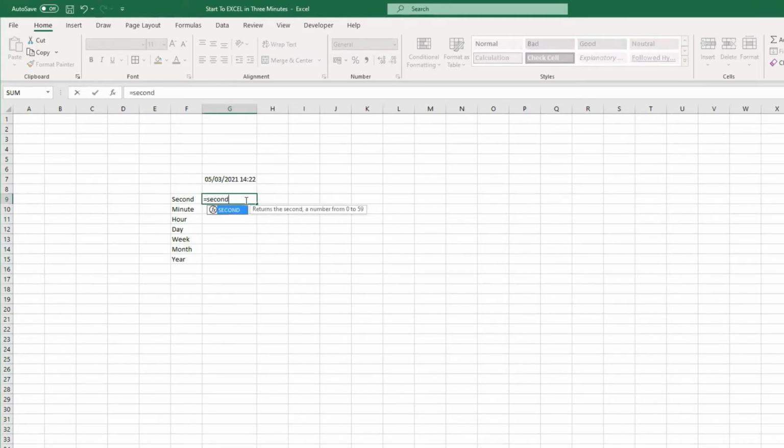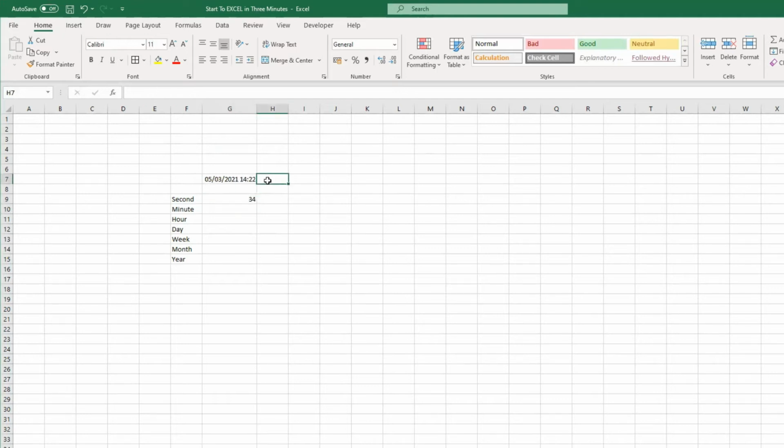So equal sign SECOND and then refer to the cell and the parenthesis close, enter. Then the second is 34. Well, we cannot see the second here since it is not mentioned here, but the second is 34.